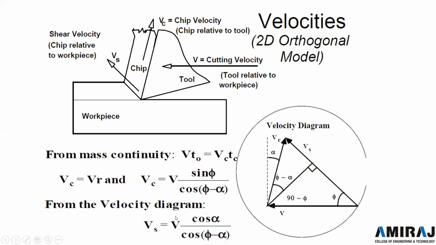Basically, from here you can see the velocity. If we want to find the velocity from mass continuity, v into t0 is equal to vc into tc. So vc is equal to v sine phi upon cos of phi minus alpha, and from the velocity diagram, vs is equal to v cos alpha upon cos of phi minus alpha. In this particular way we can also find out the velocity.